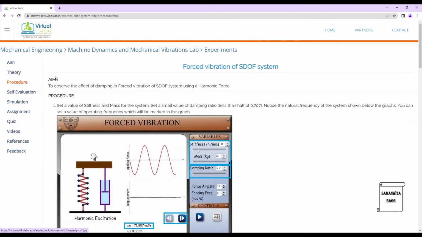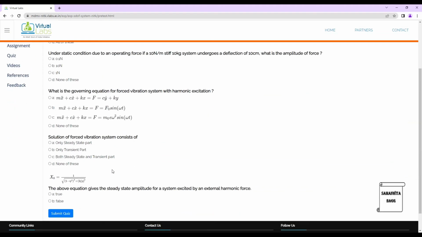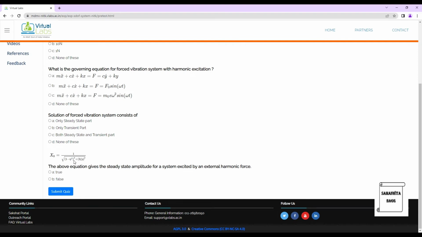Now next let's go for the self-evaluation tab. Here there are many questions given. You can just go through them, find out the answers, and check if your answers are correct. Like suppose if this is given, this gives a steady state amplitude. If you look carefully, this one term is missing here.